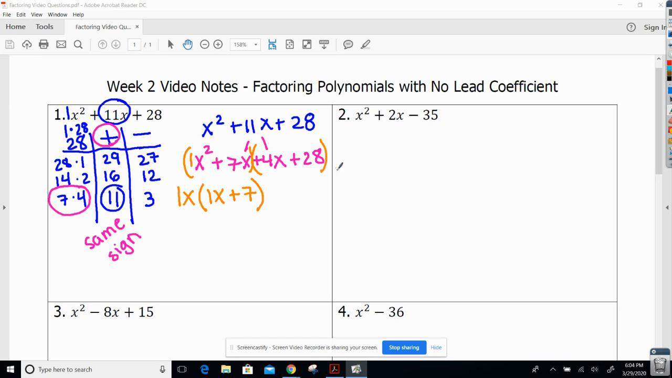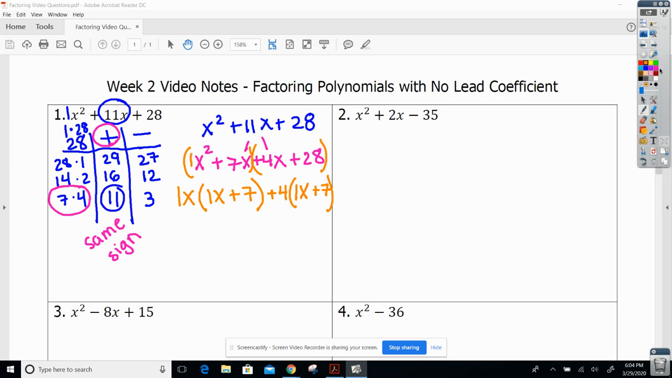Then I'm going to do the same thing over here. The only thing that goes into both 4 and 28 is 4. Now notice this time they don't both have x's, so I can't take out an x. 4 divided by 4, that leaves me with 1. I didn't take away the x, so I leave it. And then 28 divided by 4 is 7. Now if you look, 1x plus 7, 1x plus 7. They match. So that tells us that we did it correctly.